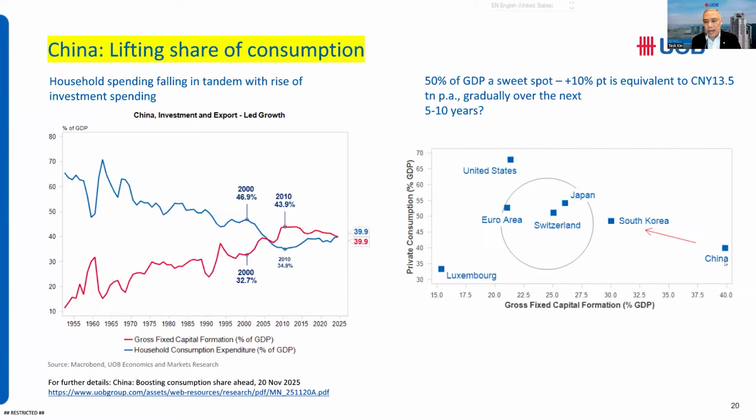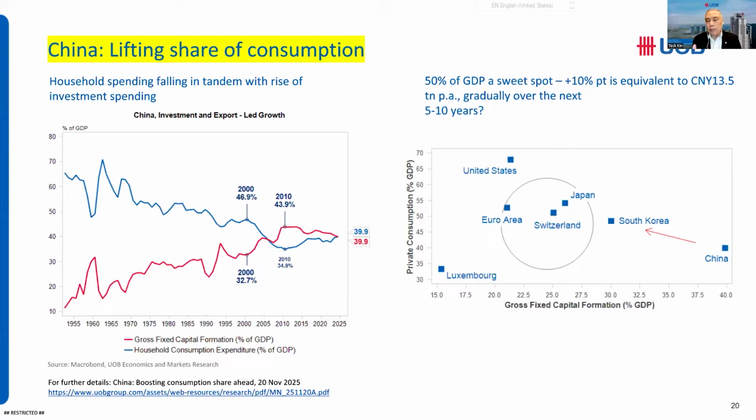Right now, China's share is quite low. It's about 40% here, public and also private consumption. Other countries have a lot more. So there is a tendency, and also some policy support, to move towards a higher share of consumer spending, right? So that is something that we can look forward to in the years ahead.